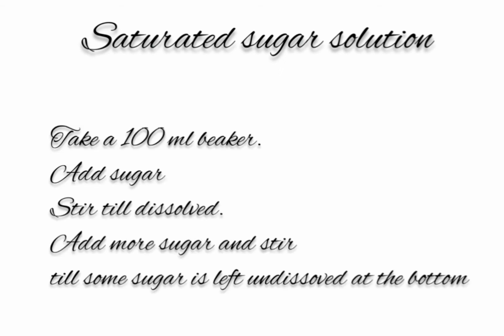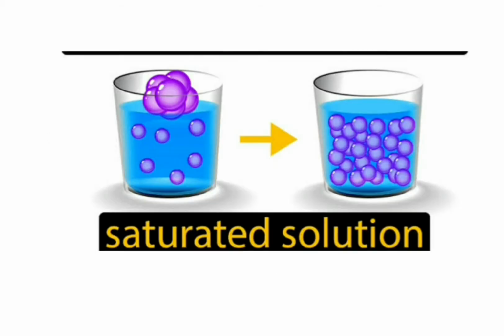To prepare this kind of a solution, you will take 100 ml of water in a beaker and add sugar or you can also add salt. Stir till it is dissolved and next add again some amount of sugar and repeat till no more sugar is dissolved. Like when you add excess, it remains at the bottom. So this means no more sugar can dissolve. Then this solution is called a saturated solution.